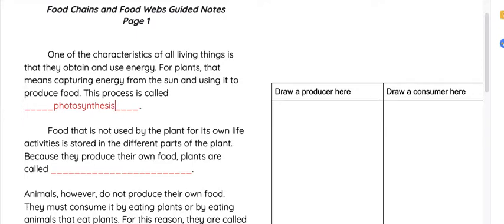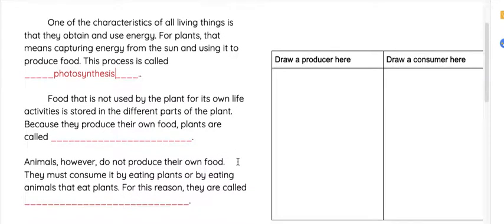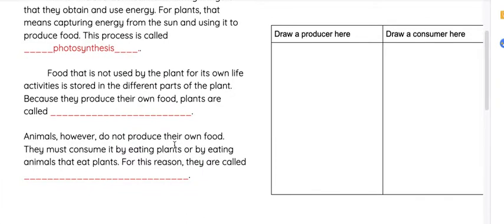The next paragraph says, food that is not used by the plant for its own life activities is stored in the different parts of the plant, and because they produce their own foods, plants are called producers. So in this blank, you're going to write producers. P-R-O-D-U-C-E-R-S.